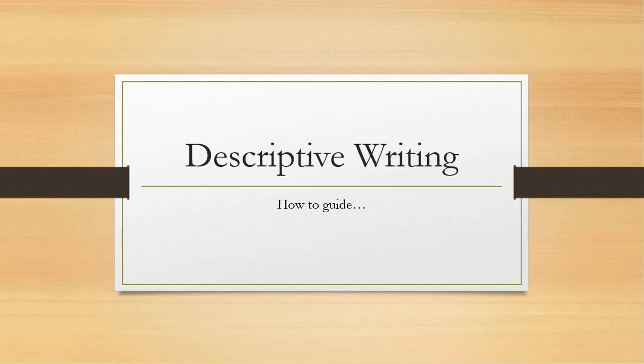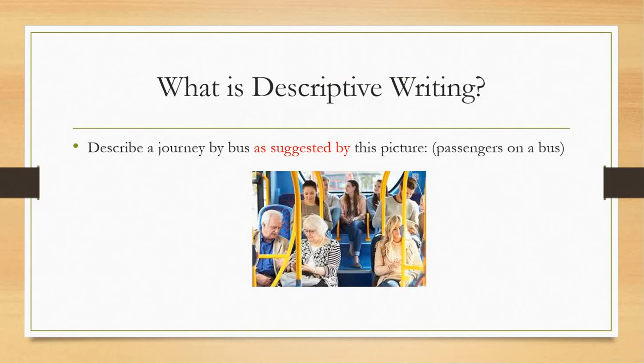So the first thing we need to do is look at some of the questions. Questions are quite simple. Describe a journey by bus as suggested by this picture, and then a picture of passengers on a bus. It could be about anything. The key words highlighted in red are "as suggested". You do not have to write a description of the exact picture that is put in front of you on the exam paper. It says "as suggested", so suggested a bus journey. The picture is there to help you. You can talk about the picture, you can add things, you can be creative, make things up that are in the picture that we might not be able to see from the angle of the camera. What's outside the windows, what are they looking at?